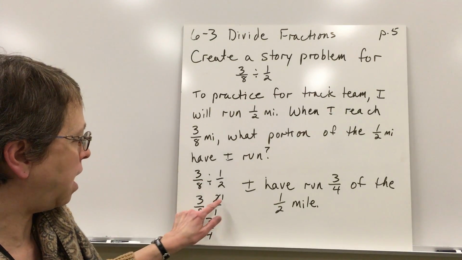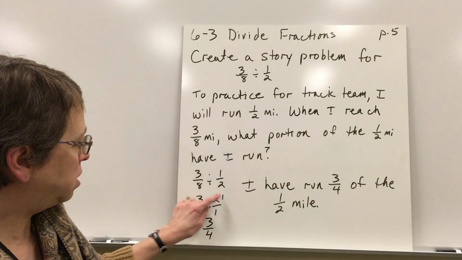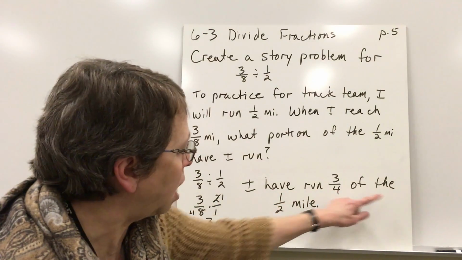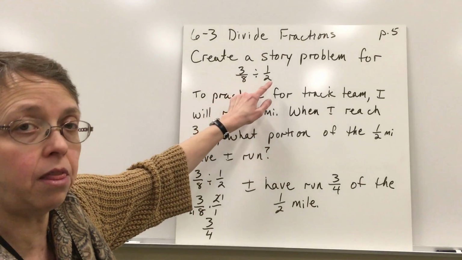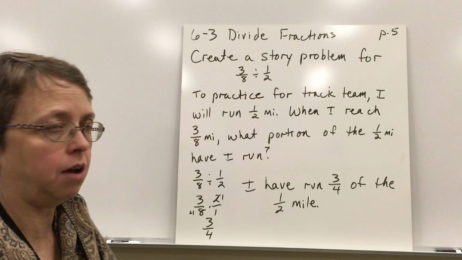I can cancel my 8 and my 2, so this becomes a 4, and this becomes a 1. 3 times 1 is 3, 4 times 1 is 4. I have run 3/4 of the half mile. That makes sense, since 3/8 is less than the half, it should be only part of it. I've run 3/4 of the half mile.